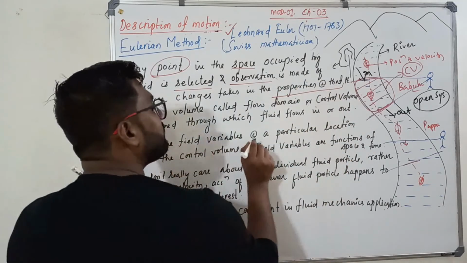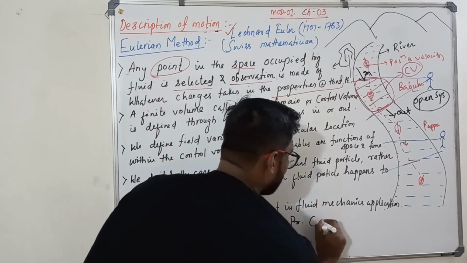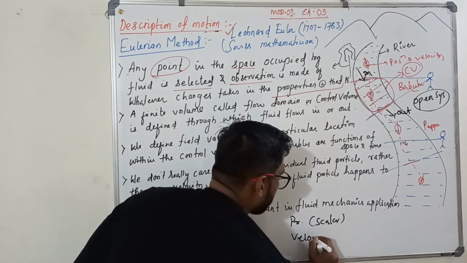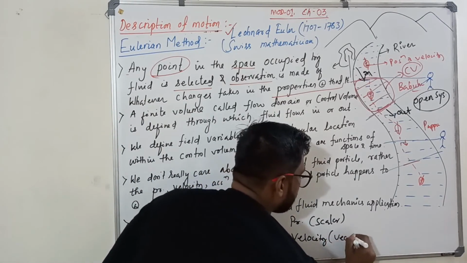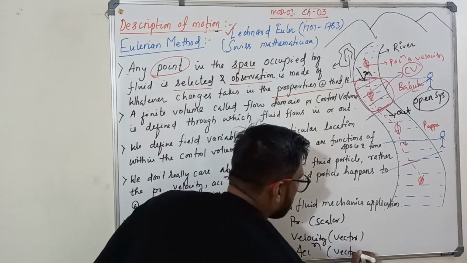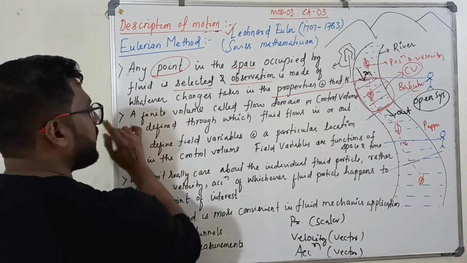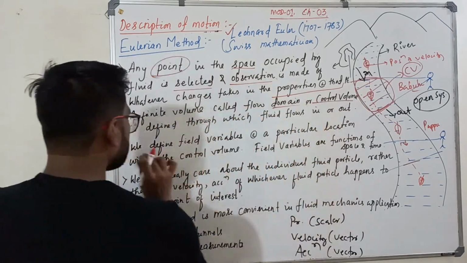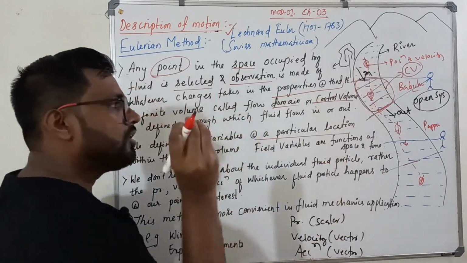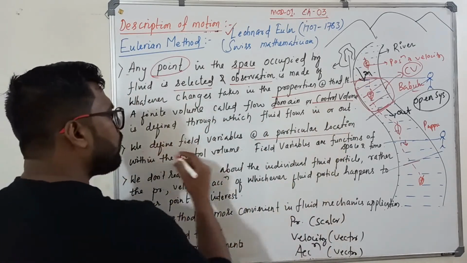We define field variables. What are the field variables, sir? Pressure is a field variable, a scalar field variable. Velocity is a vector field variable. Acceleration is also a vector field variable. So we define here the control volume, and we define field variables at particular locations.